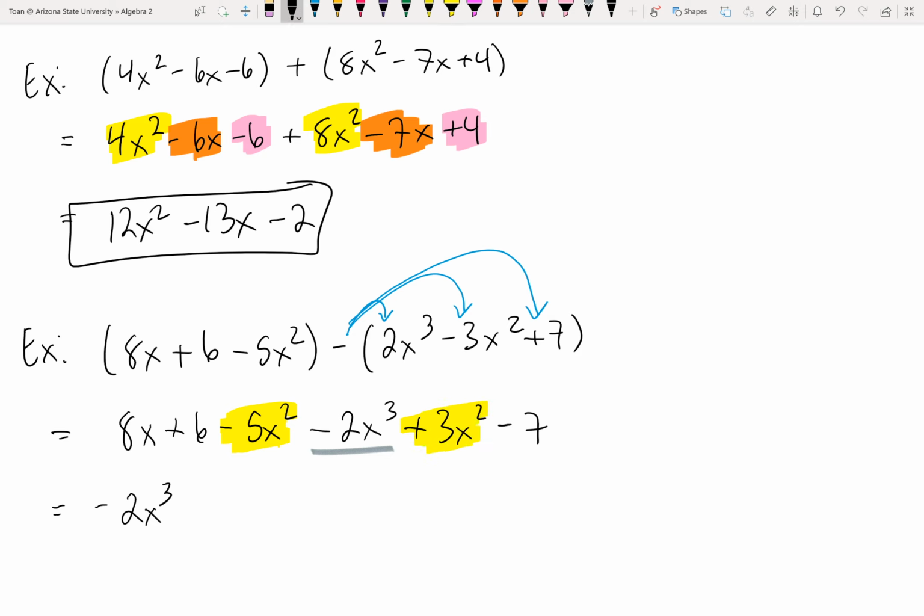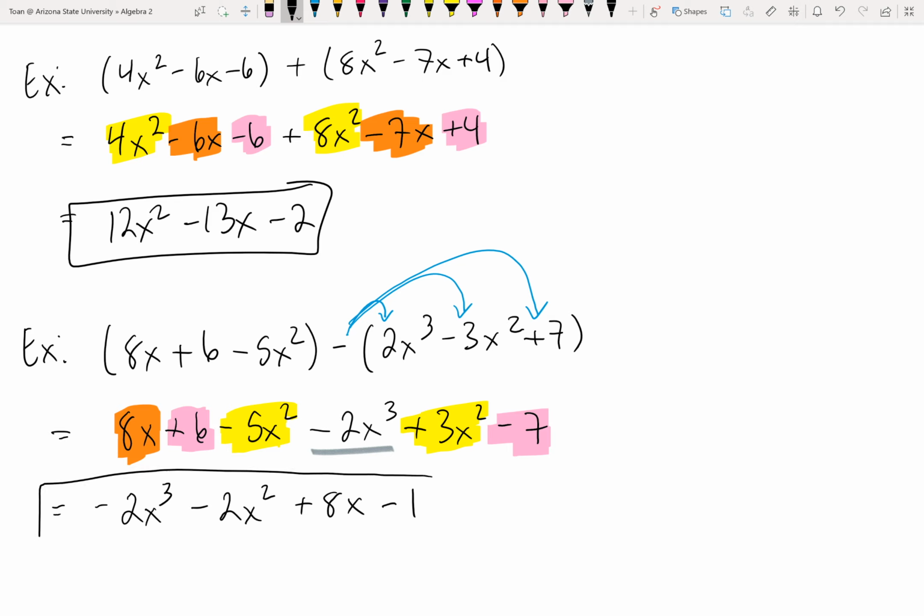Negative 5x squares with a positive 3 is a negative 2x squares. Then move on to the regular x's. I get an 8x here, and guess what? He's by himself. So there we go, plus 8x. And then lastly, the constants. I got a plus 6 here and a minus 7. A plus 6 with a minus 7 is a minus 1. There we go. We subtracted. Okay, so you don't have to do this, but I highly, highly, highly recommend it if we're prone to making mistakes. Every single time we subtract, go ahead, get some insurance, and distribute the negative.